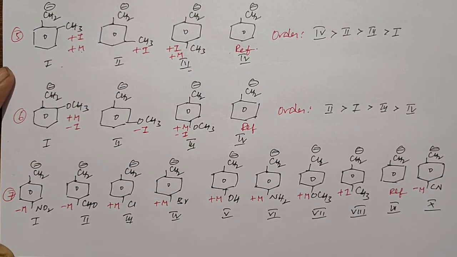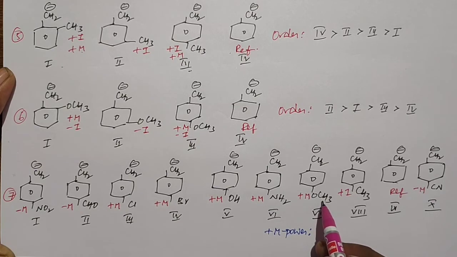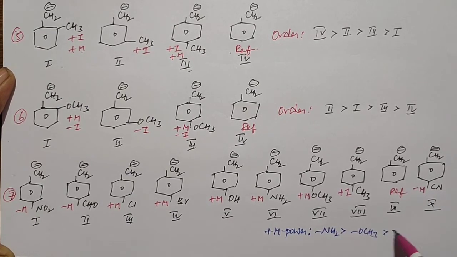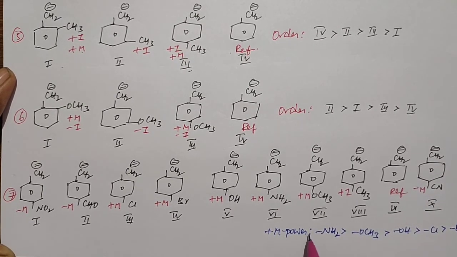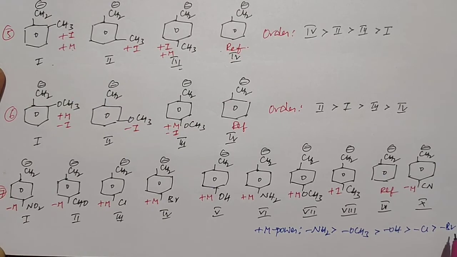So here we have more plus M groups and minus M groups at the same position. If we take the order of plus M power and minus M power, first I just take the order of plus M power. Why? Because plus M power destabilizes. In plus M power we have chlorine, bromine, alcohol, amine, methoxy groups. In all these, NH2 has the most plus M power. After that methoxy, after that OH group, after that chlorine, after that bromine. This is the order of plus M power. So the stability of the carbanion is quite opposite to this order. Suppose bromine has the least plus M power and it is more stable in the carbanions having plus M groups.